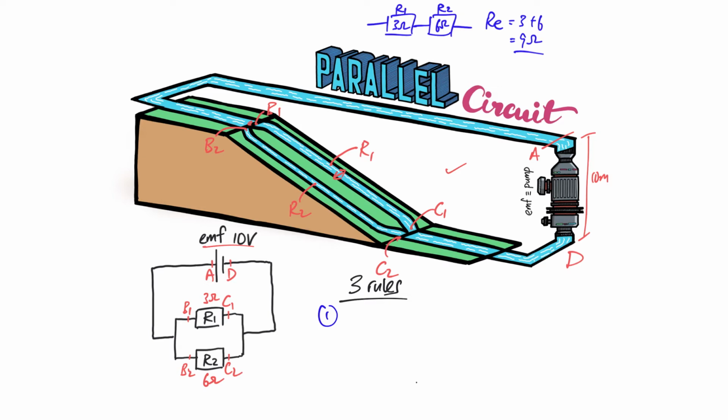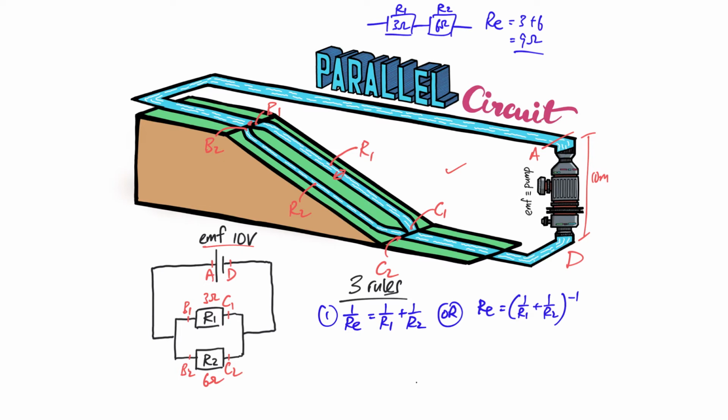But for parallel circuit, the rule to find the total effective resistance will be 1 over RE equals 1 over R1 plus 1 over R2. If there are more branches, you just continue to add on. Or another way to represent it will be RE, total effective resistance, equals 1 over R1 plus 1 over R2, and you invert the whole thing. So they are the same actually.